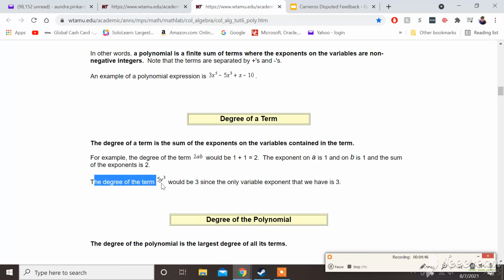Okay, the degree of 5y to the 3rd power would be 3, since the only variable exponent we have is 3. I'm rushing it. I'll just continue in the next video.